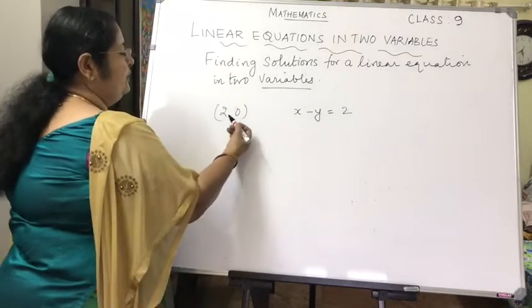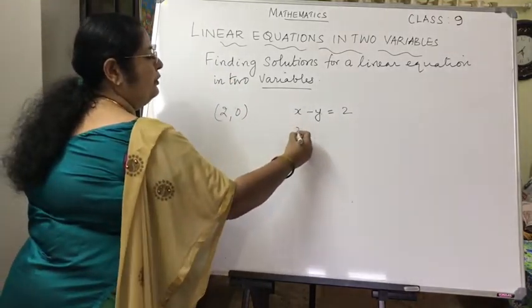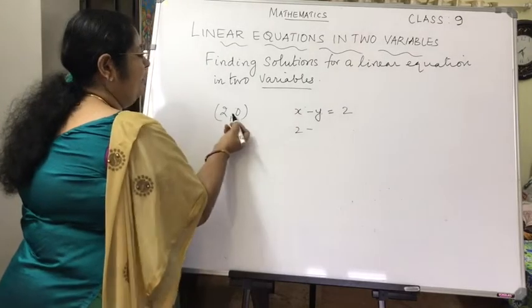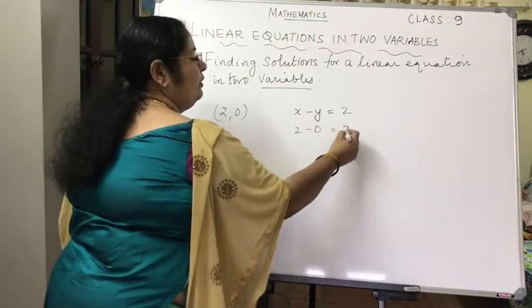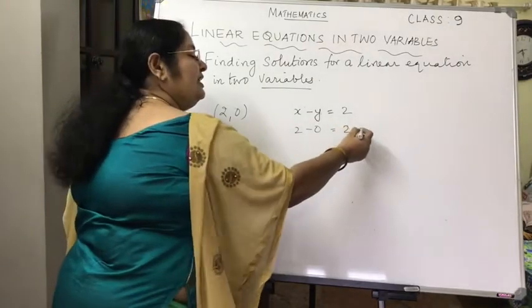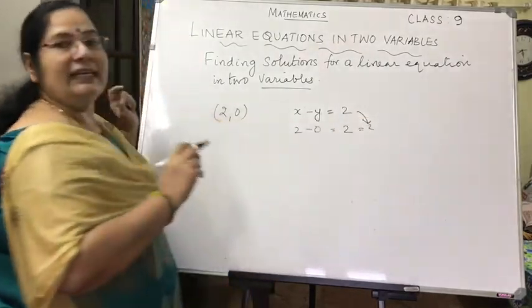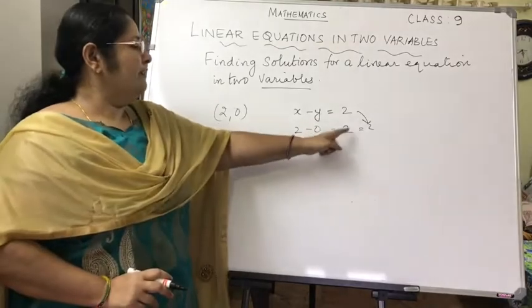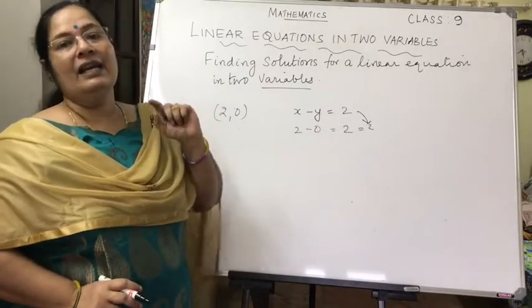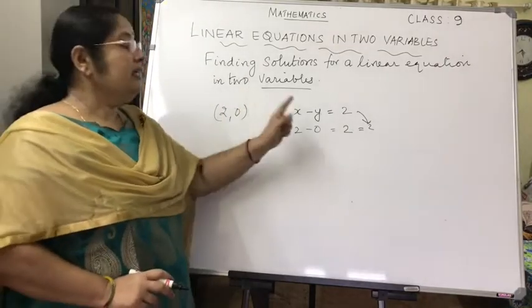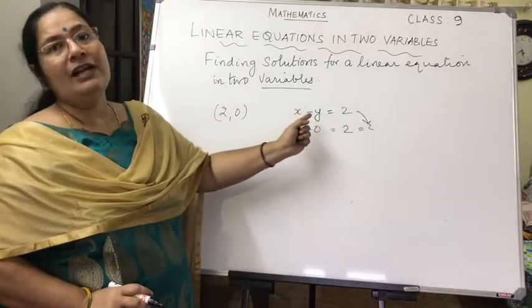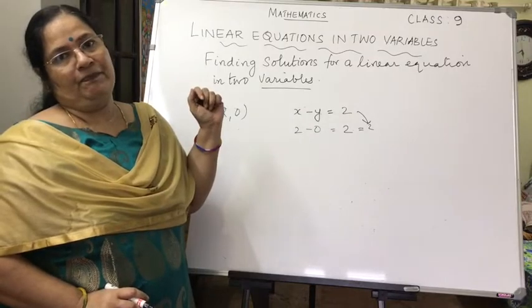So x value is 2. Instead of x you are putting 2, minus y value 0. 2 minus 0 is equal to 2, which is equal to the right hand side 2. That means both left hand side and right hand side are equal, which means 2, 0 is a solution for this given linear equation. Is it clear?